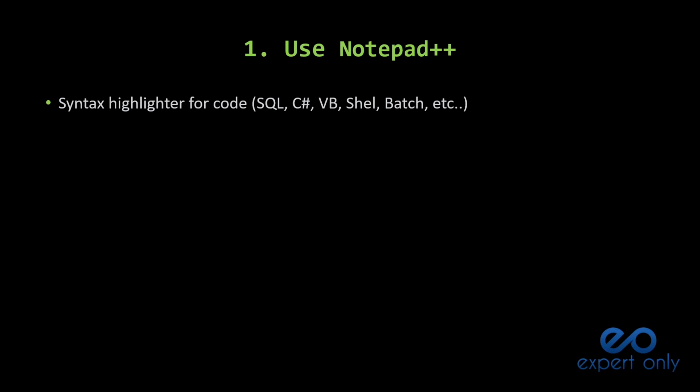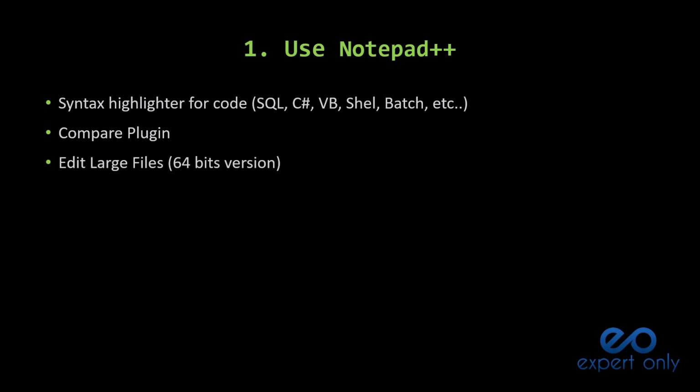You have the syntax highlighter for most of the programming languages. So you have SQL, C#, VB, and batch command line. You have many others. You have the compare plugin. It allows you to open two files in two different tabs and compare them. For example, if you compare two different log files, two different scripts, or two different very large SQL Server queries, that's very useful.